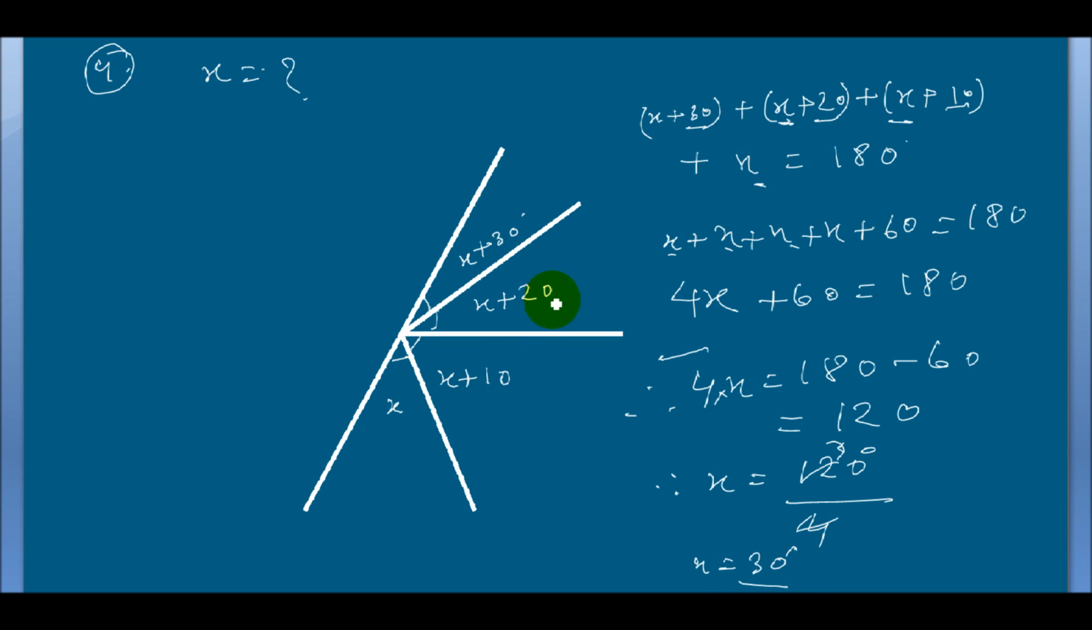Now you can calculate all the angles. This will be 30 degrees, this will be 60, this will be 50, this will be 30 plus 10, 40, and this will be 30 degrees. Okay, the diagram is not so accurate as per the value of x, but I have calculated according to the mathematical operation.